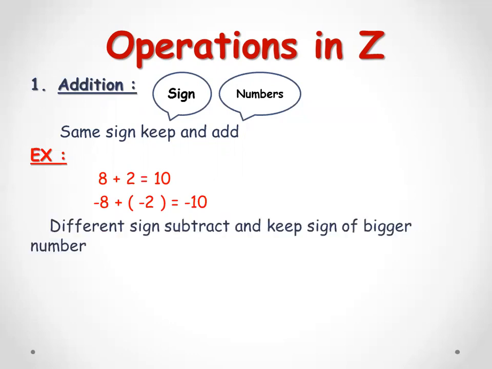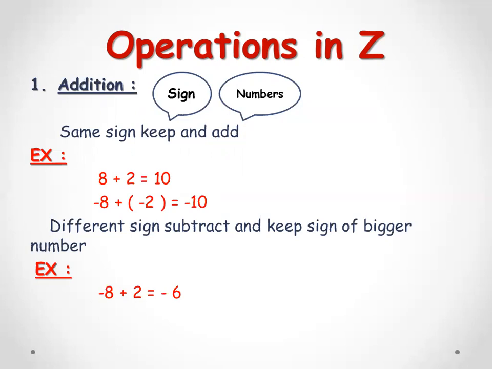But if the signs are different signs, subtract and keep the sign of the bigger number. Let's see in the example, negative 8 plus 2. These two numbers are different sign, negative and positive. So I'm going to subtract them. 8 minus 2 equal 6.